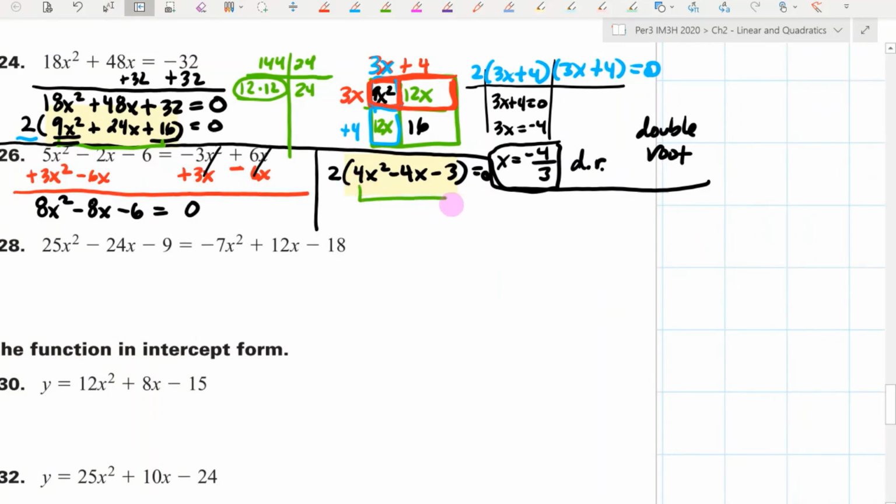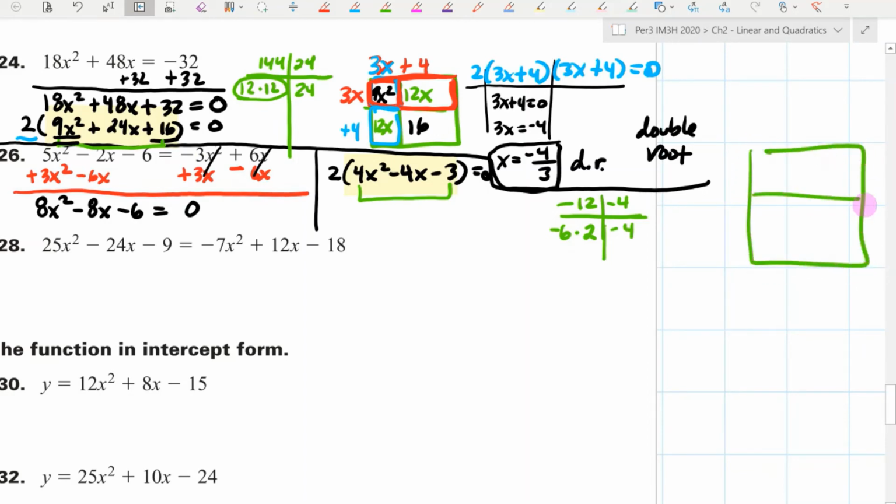So we're looking for the factors of negative 12. They give you negative 4, which is going to be negative 6 times 2. So that multiplies to negative 12, adds up to negative 4. I will do the box over here.